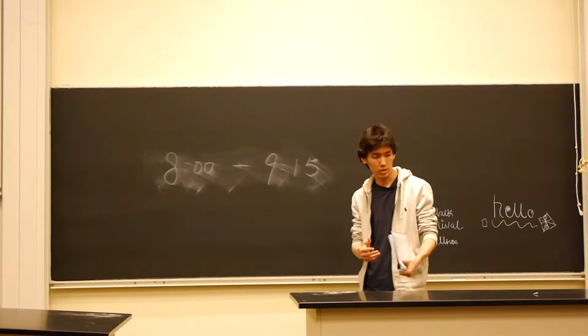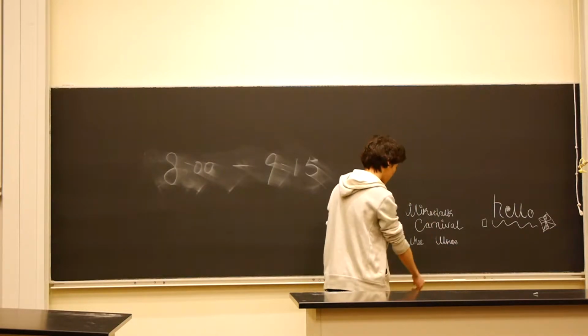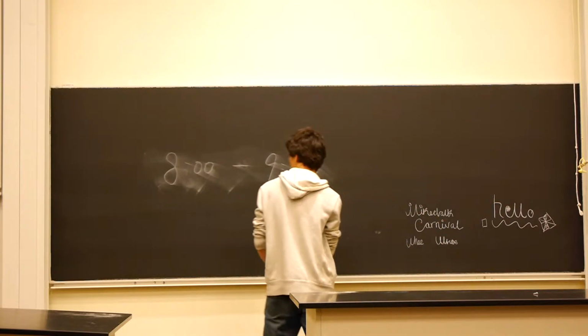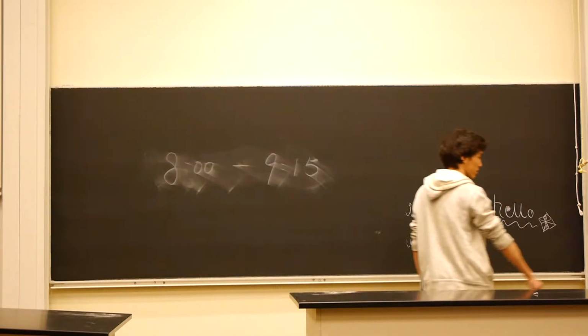So the first thing is, I guess I'll just define what an artificial neuron is. Let me find an eraser.